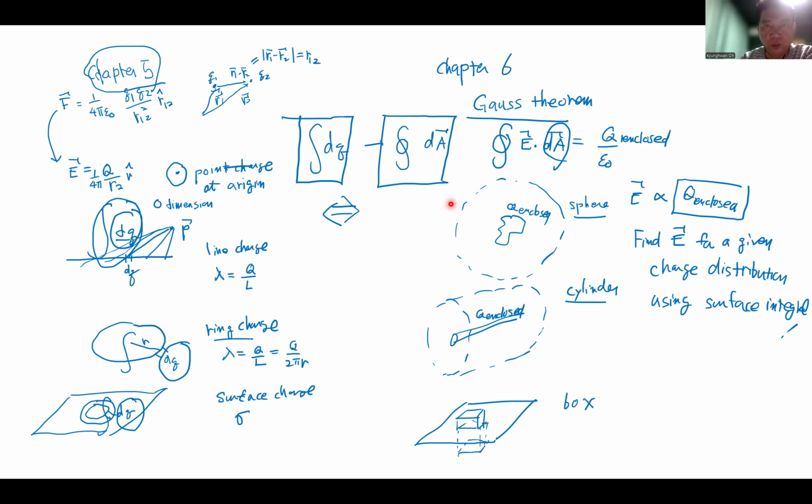I just want you to compare chapter 5 and chapter 6. The goal is, for the given charge distribution, to find the electric field. I hope you understand the goal and the difference between chapter 5 and chapter 6.